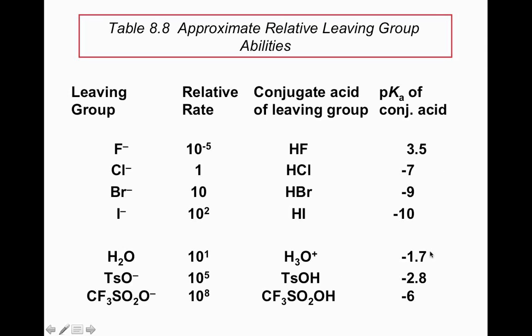Note the relative pKa's of all of these compounds as well. As we increase the relative rate of SN2 reaction, notice that the pKa of the conjugate acids go down. Lower conjugate acid pKa means stronger acids. This must mean that the leaving groups themselves, as we go down the list, are much, much weaker bases.